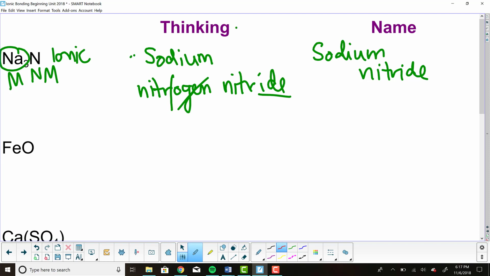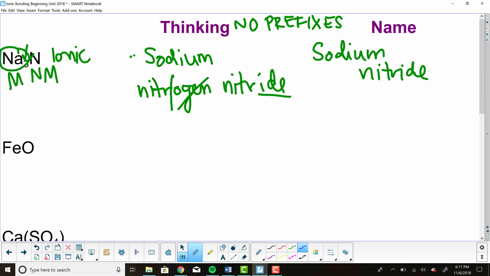We don't need to worry about prefixes. That's very important. We don't need to worry about prefixes in ionic naming. So when you're naming, don't even worry about the little 3 subscripts. It does not come into play in this example.